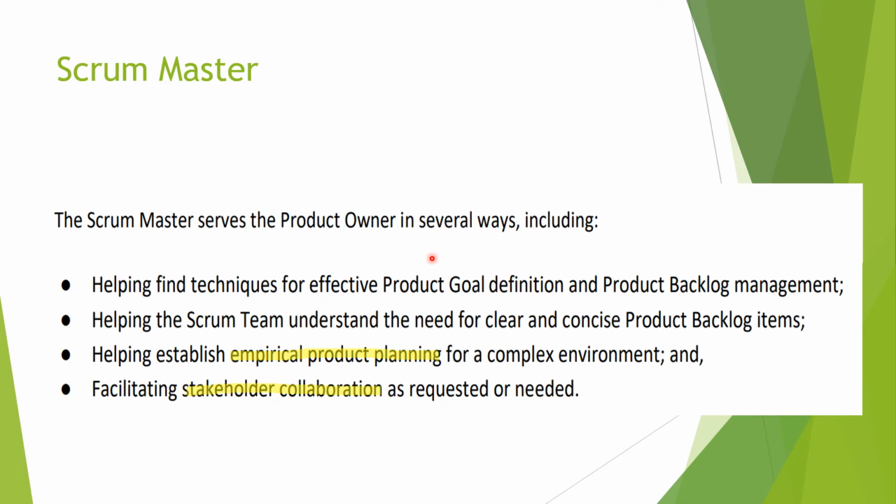What are the ways the Scrum Master serves the product owner? Helping with the techniques of effective product backlog management, something like MASPO, Kano, right? Multi-level planning. Helping the Scrum team understand the product backlog items. Collaborate with the team. Help the product owner ensure the team is understanding all the user stories and epics. Helping them establish empirical product planning.